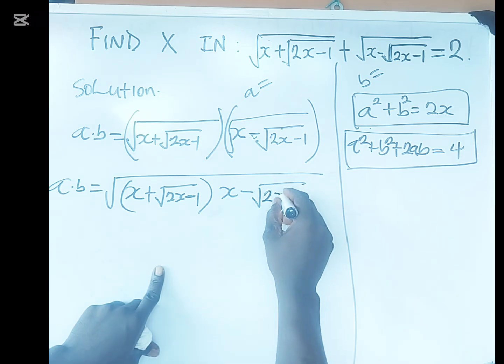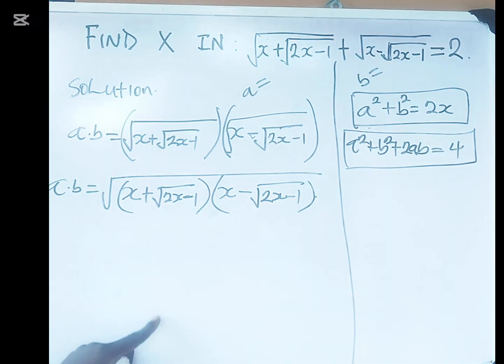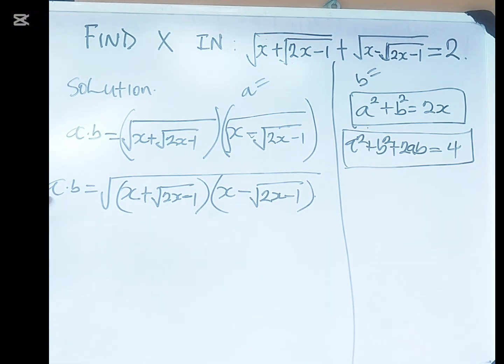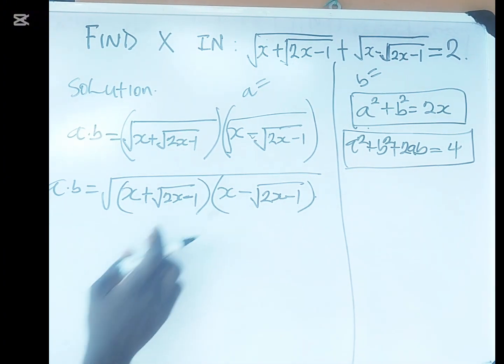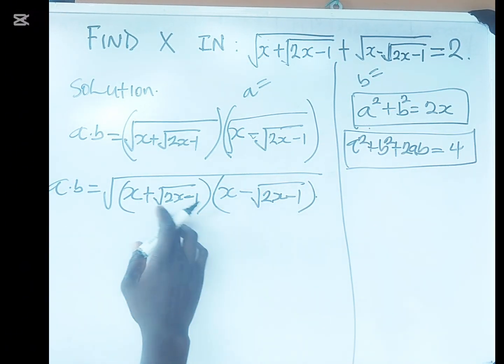Root of 2x minus 1. So this is what we're going to get as AB. A times B will be this. If you take a look at this, this is a typical example of difference of two squares.